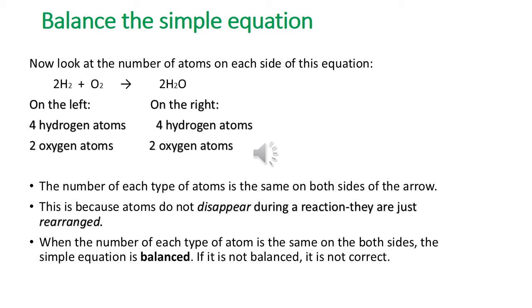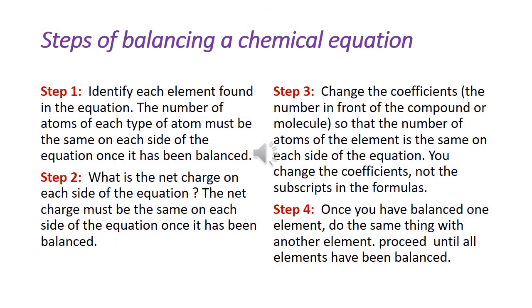When the number of each type of atom is the same on both sides, the symbol equation is balanced. The simple equation is balanced. If it is not balanced, it is not correct. If the equation is not balanced, how can we balance the equation? So there are 4 steps to be followed to balance a simple equation.